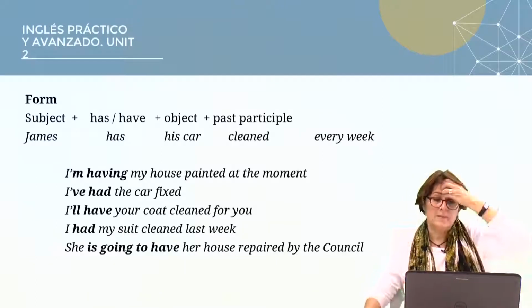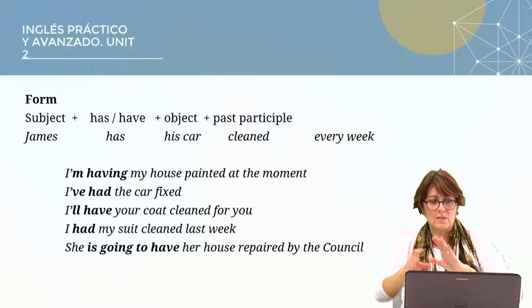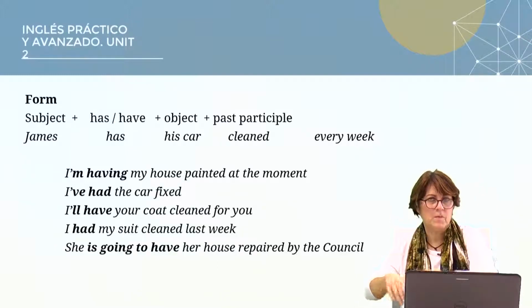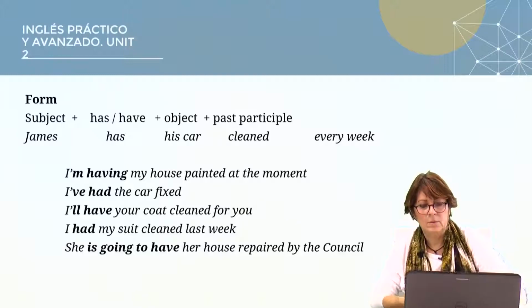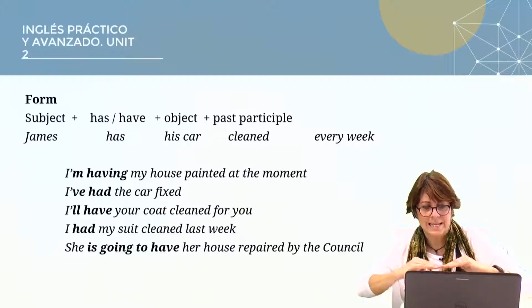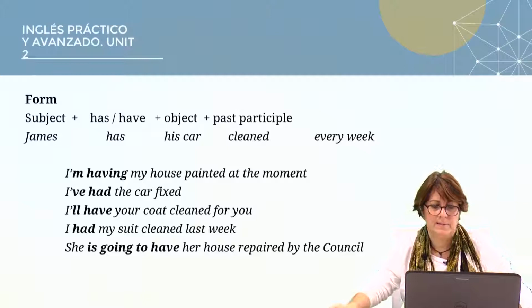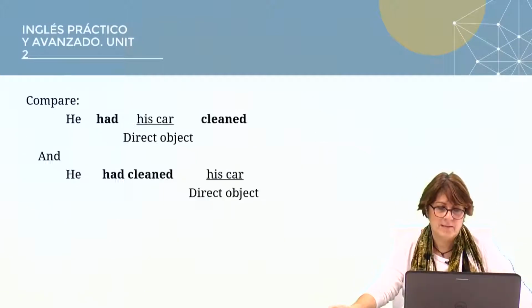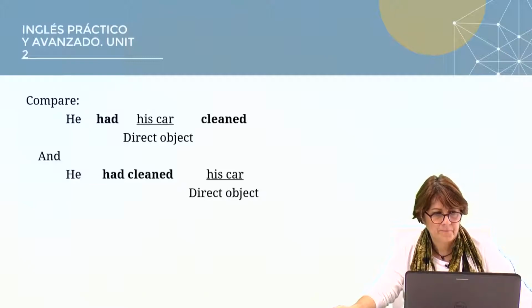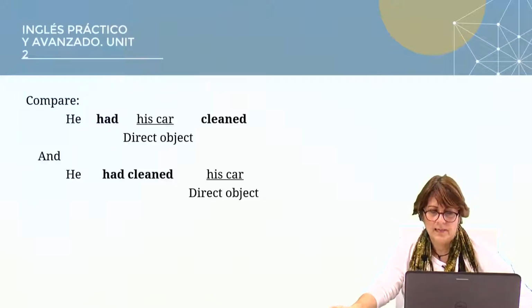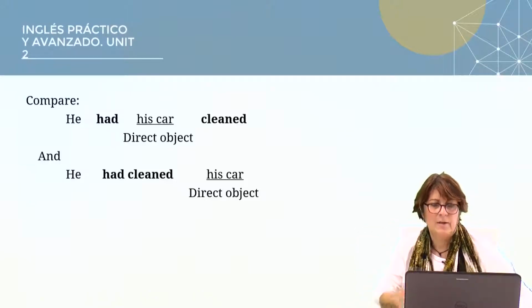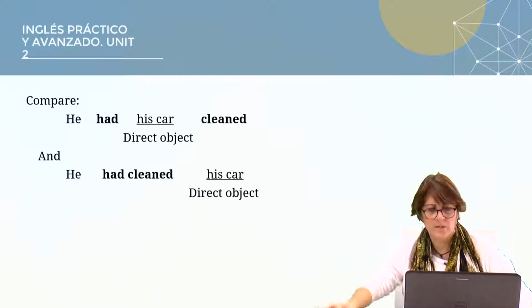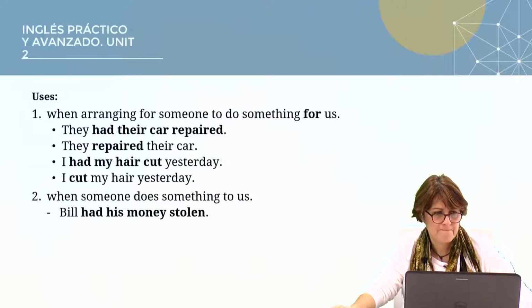So be careful with this structure, because you have to change it in present perfect, in past perfect, in future. And we will see this in our examples in the next class. Not now, because now it's very difficult to assume all the things that I am explaining. He had his car cleaned, he has cleaned his car. So he took the car and cleaned it, or he had his car cleaned, he took the car for someone to clean it, okay?